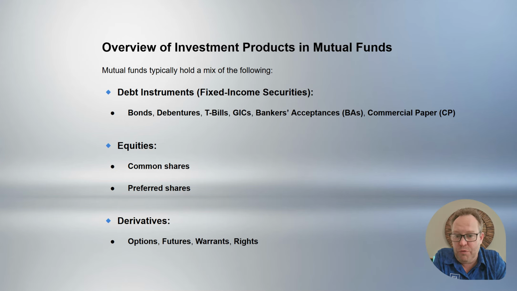So, an overview of this chapter, we're going to talk about mutual funds and how there are different types of investments that are held within a mutual fund. If you think about our previous definition of what a mutual fund is, a basket or a single holding that holds multiple other investments, most mutual funds typically hold a mix of fixed income or debt instruments, equities or stocks, and then derivatives. We'll talk about these in more detail going forward.